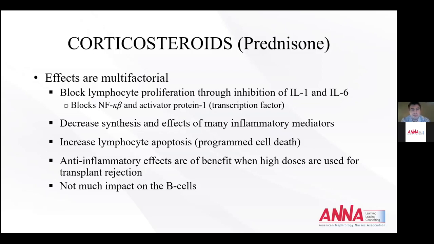It blocks, I forget the actual name, something factor beta, and activator protein 1, which is a transcription factor inside the T cell. It decreases synthesis of many inflammatory mediators, so it's really good for cytokine and interleukin inhibition. Like I said, we use it for a lot of inflammatory issues other than just transplant. It increases lymphocyte apoptosis, or programmed cell death. But it does not affect your B cells, so remember that. This is mainly a T cell medication. It does nothing really for your antibody-producing B cells or plasma cells.